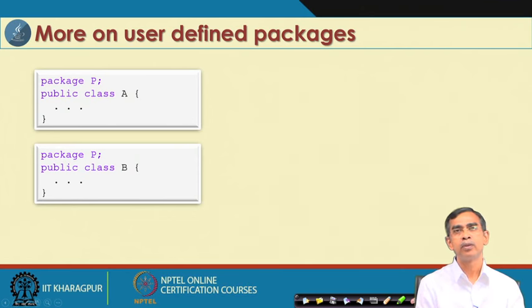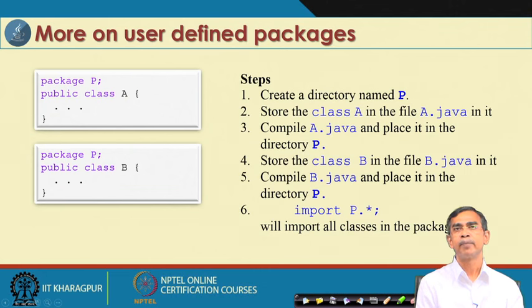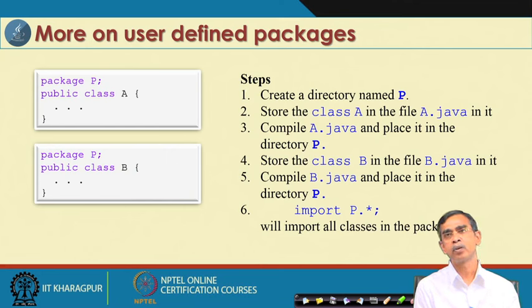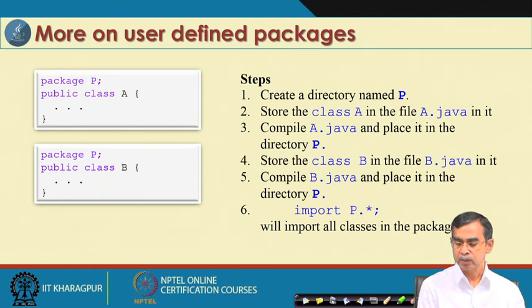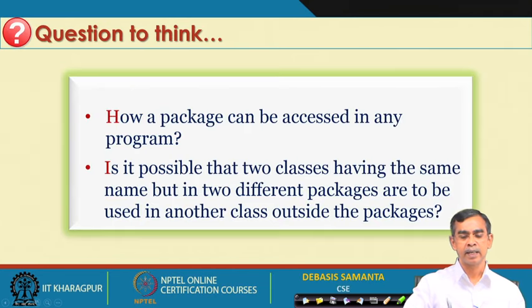So, it is like this. Multiple classes can be mentioned in the same file, but these are the simple steps that you should follow. First you have to create a directory called P, and all the classes should be saved as .java with their names, and then you should compile them, and all these .java and .class files should be stored there. Finally, if you want to use any class belonging to a particular package, use import. So, this is the usual procedure for class package maintenance.